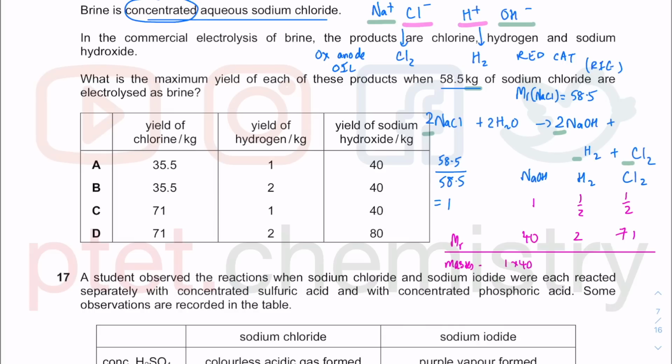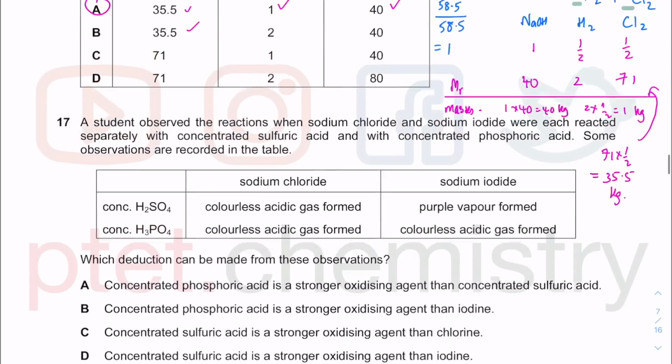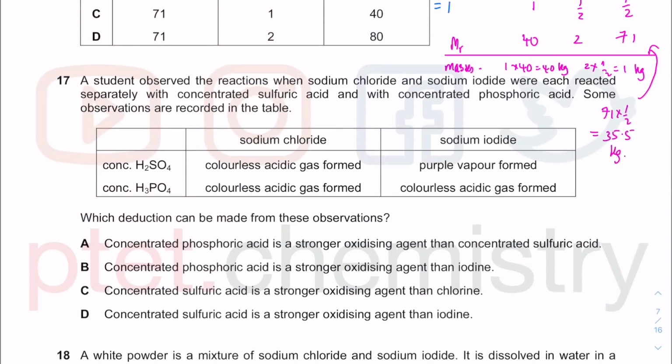1 times 40 is 40 kilogram. And then 2 times a half, they will give me 1 kilogram. And last but not least, 71 times a half, they will give me 35.5 kilogram of the chlorine. What do they want? The yield of the chlorine, 35.5 kilogram. The yield of the hydrogen, I will get 1 kilogram. The yield of the sodium hydroxide, I'll get 40 kilogram. So A is the only correct answer there based on the mole ratio and the reacting amount, and therefore the amount of product you get.